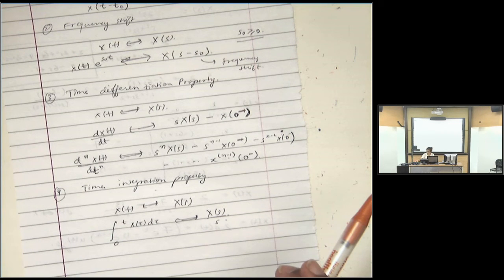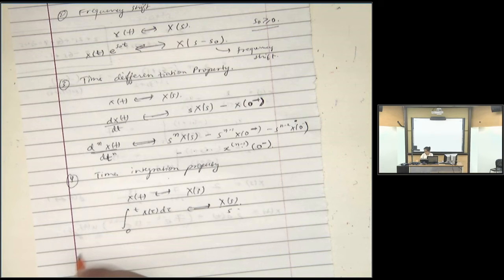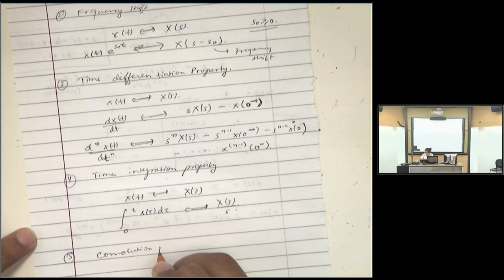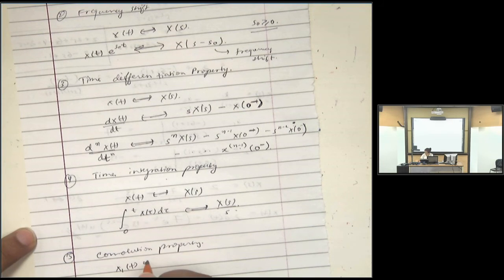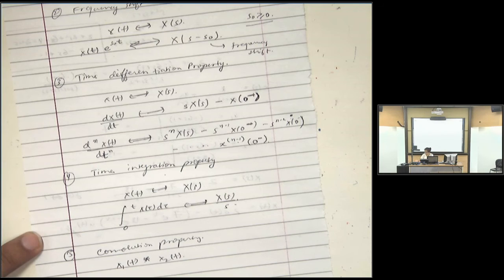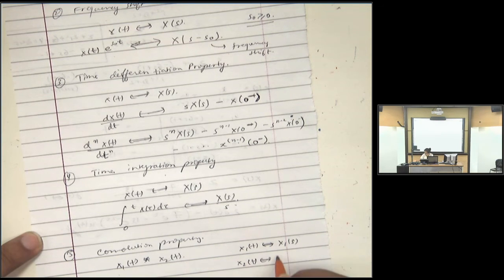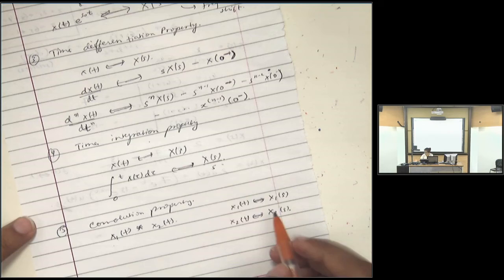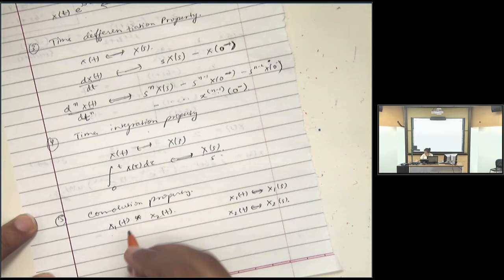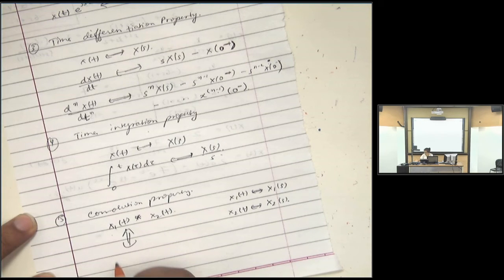Alright, now the convolution property. If you have two functions like x1(t) convolving with x2(t), and you want to see what's the Laplace transform of this convolution, and x1(t) has Laplace transform X1(s) and x2(t) has Laplace transform X2(s). Okay, these are already given to us. We already know that they individually have these Laplace transforms. The convolution Laplace transform will then be X1(s) multiplied with X2(s).